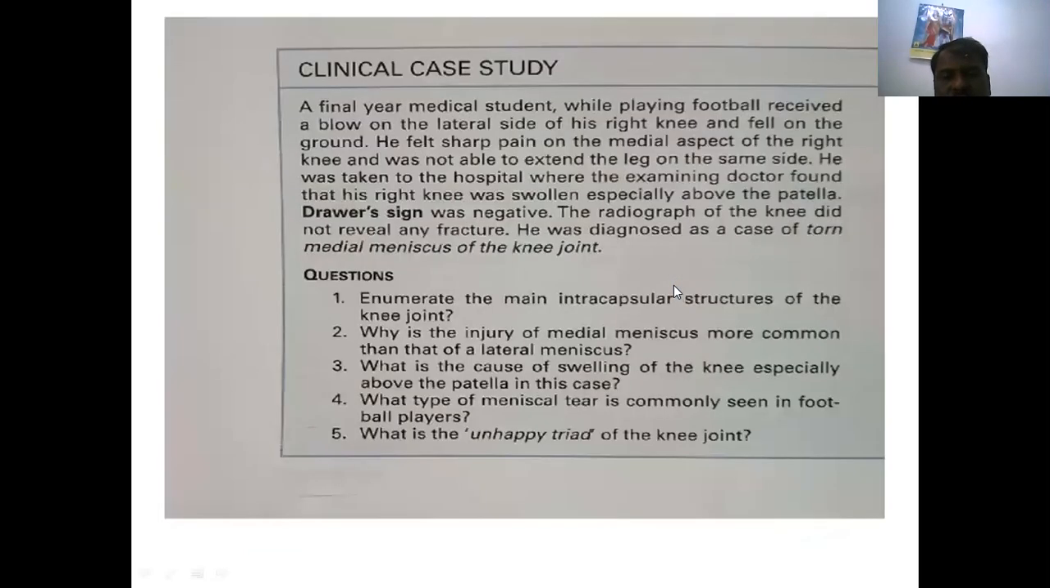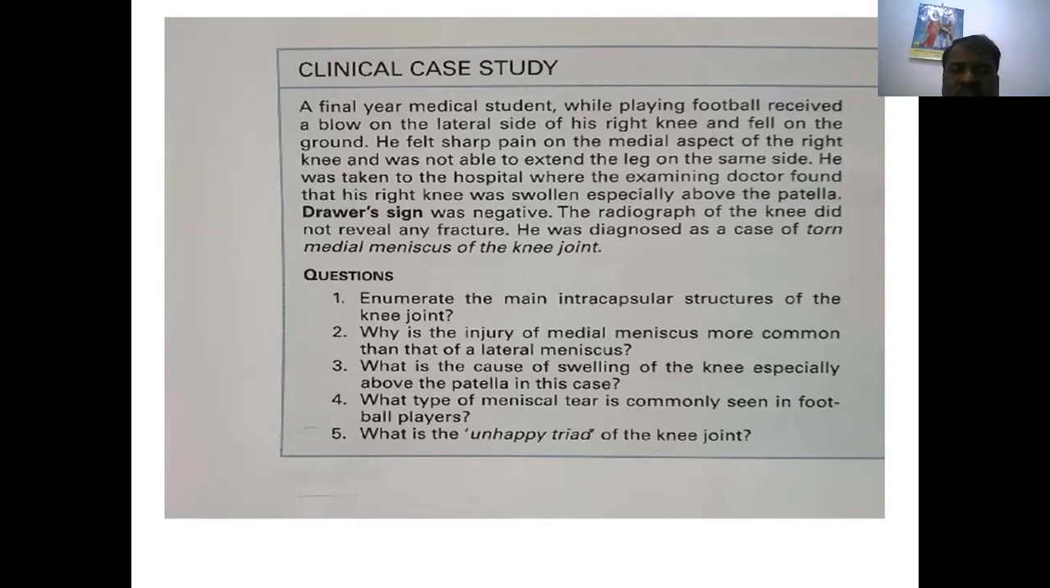Next is clinical, that is applied anatomy. That knowledge can also be tested in clinical based study questions. See, a final year medical student, while playing football, received a blow on the lateral side of his right knee and fell on the ground. He felt a sharp pain on the medial aspect of the right knee and was not able to extend the leg on the same side. He was taken to the hospital where the doctor found that the right knee was swollen, especially above the patella. He was diagnosed with a torn medial meniscus of the knee joint.